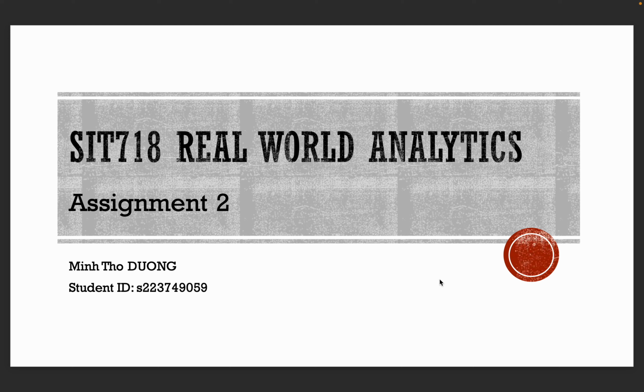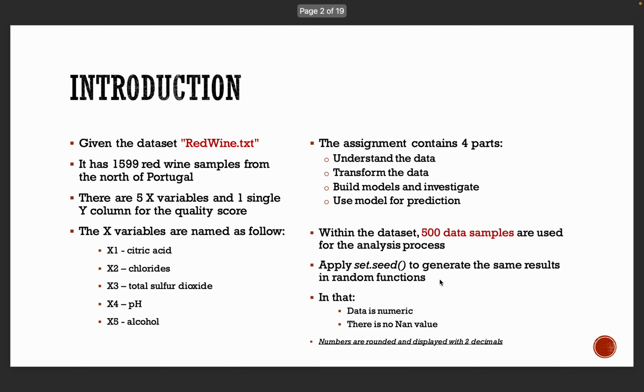This is the presentation for assignment 2 of unit SIT 718 Real World Analytics. Let's begin. In the assignment, we are given a red wine dataset with 5 x variables and a single y column for the quality score. The assignment contains 4 parts and 500 data samples are used for the analysis process.